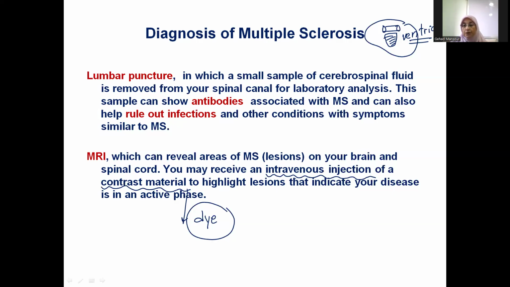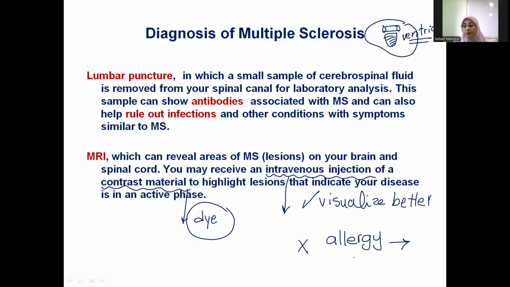But of course, there is a great concern about the intravenous injections of contrast materials. They have a benefit. They help you visualize better the structures in the brain. But the main concern about them is that they might cause severe allergy.